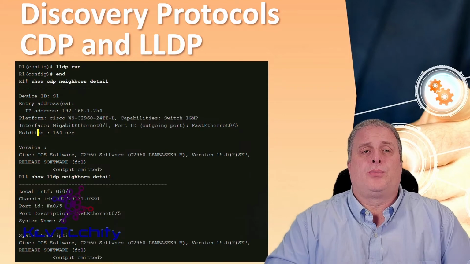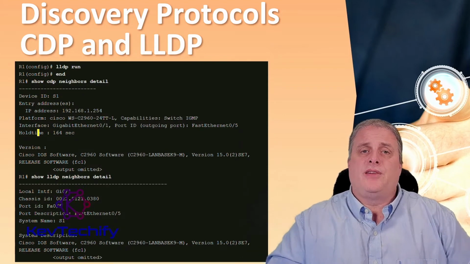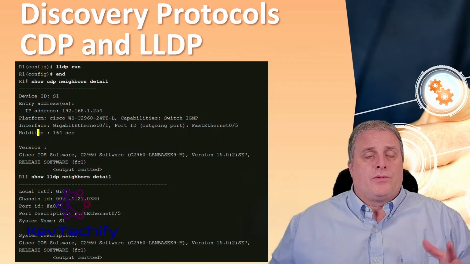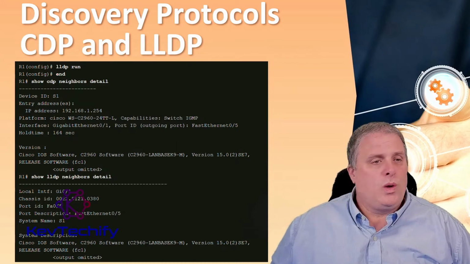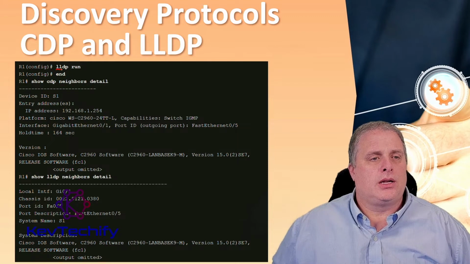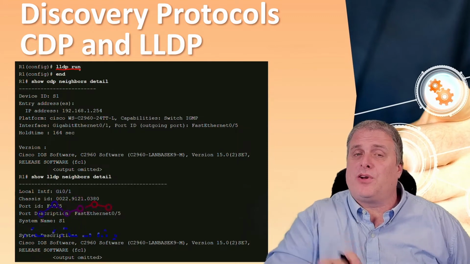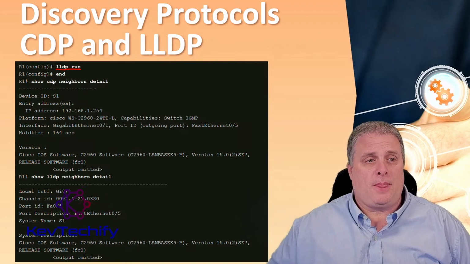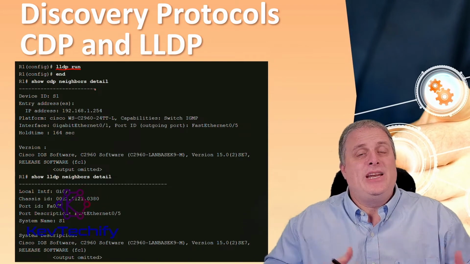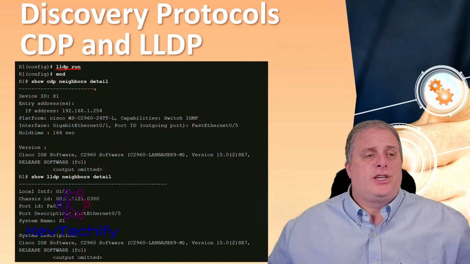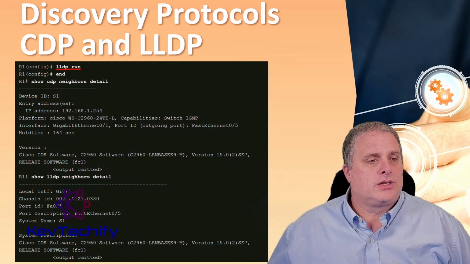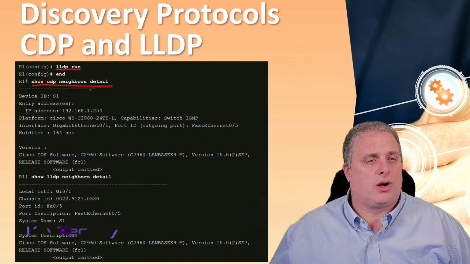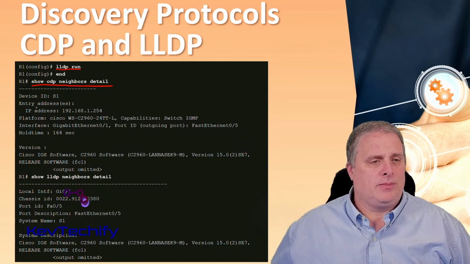Link Layer Discovery Protocol configuration and verification is very similar to the Cisco Discovery Protocol. First, we have to turn on LLDP. By default on Cisco devices, LLDP is not turned on, so we have to turn it on. To compare CDP to LLDP, we can issue the show CDP neighbors detail command, show Cisco Discovery Protocol, and this is going to list through here.